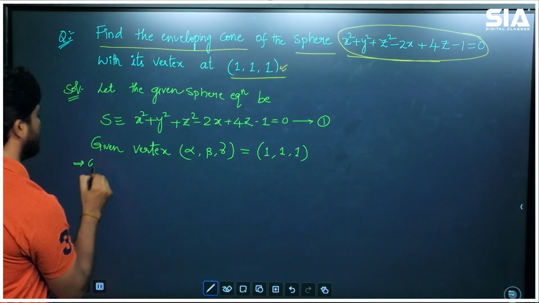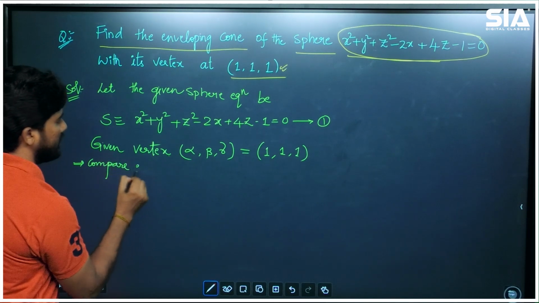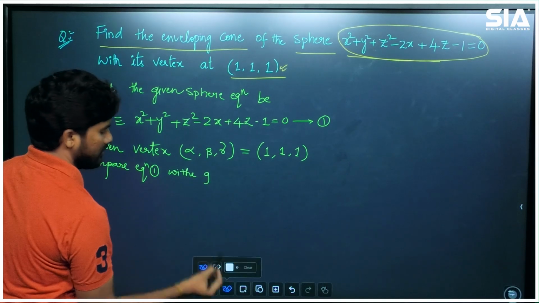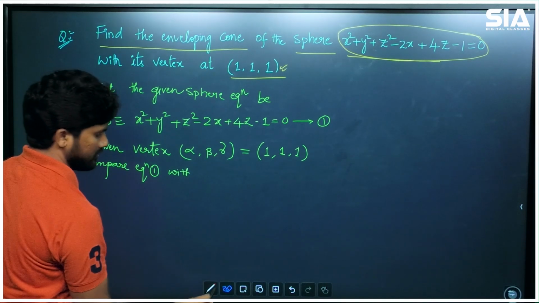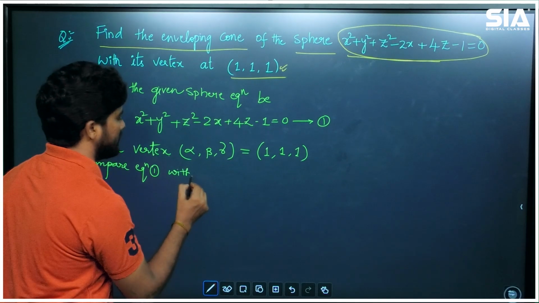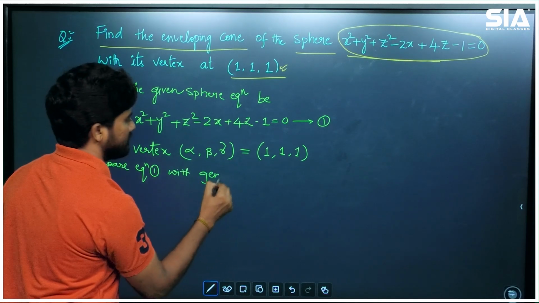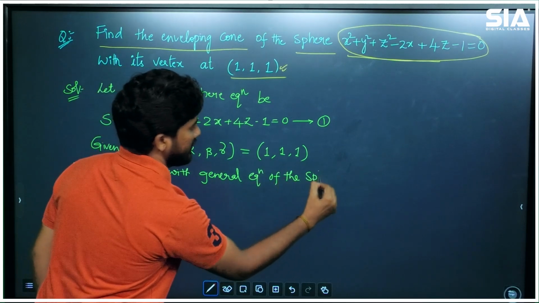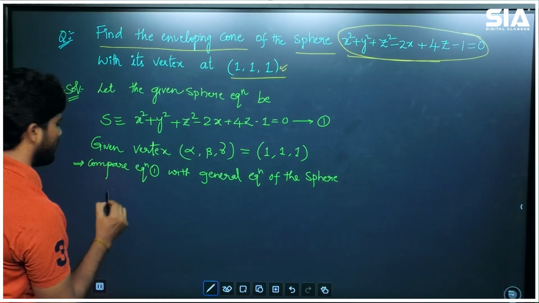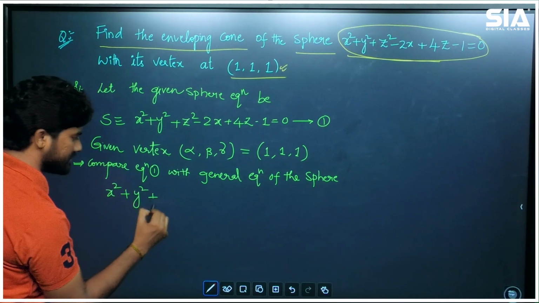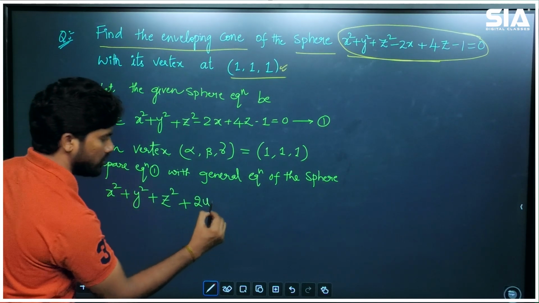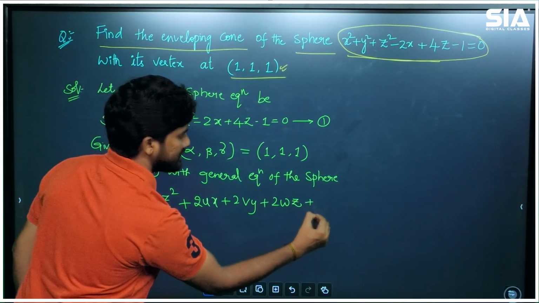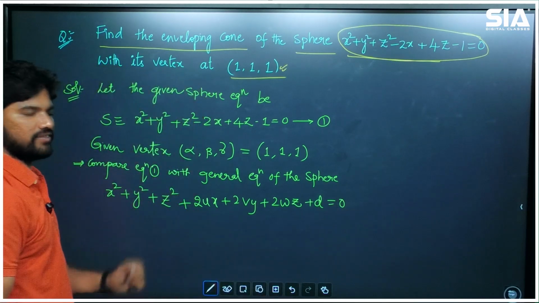Now compare equation number 1 with the general equation of the sphere. What is the general equation of the sphere? You know very well: x square plus y square plus z square plus 2ux plus 2vy plus 2wz plus d is equal to 0. This is the general equation of the sphere.